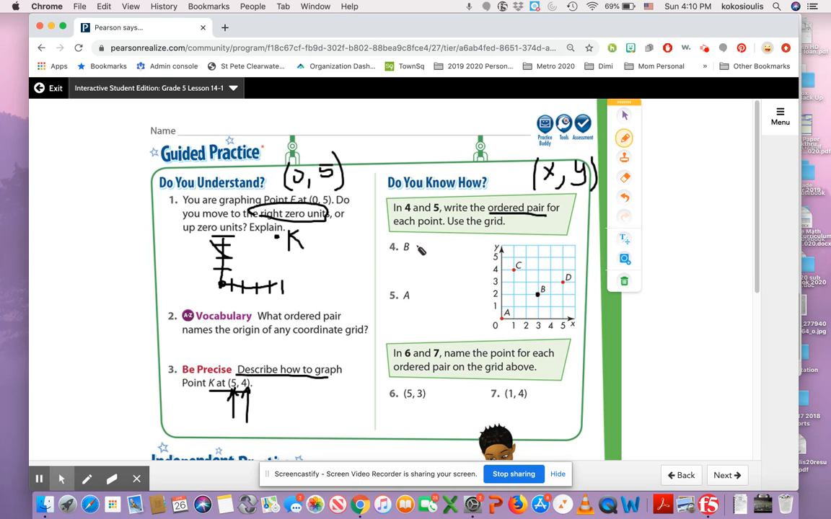And I'm going to start, and you guys could do this in your book right away, with putting a parentheses and a comma in the middle. So here we go. Let's take a look at this. If B, I said X always comes first. So how many did you go over? Well, let's count. 1, 2, 3. So we went over 3. And how many up did we go? 1, 2. Okay. So we went over 3. That's our X. So that's our first number. And we went up 2. So that's our Y.